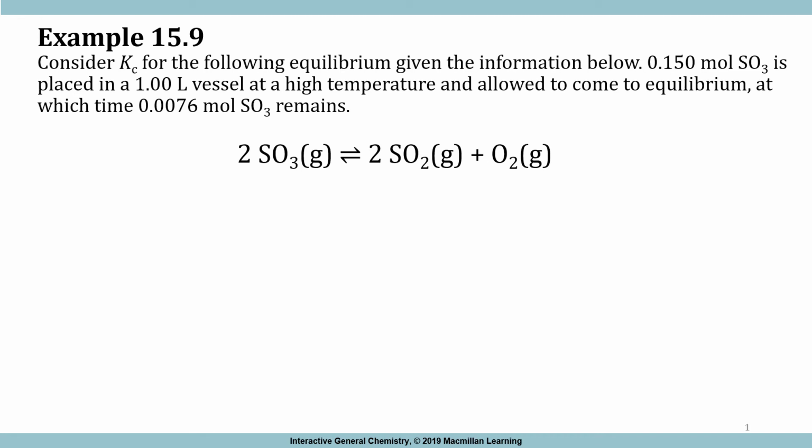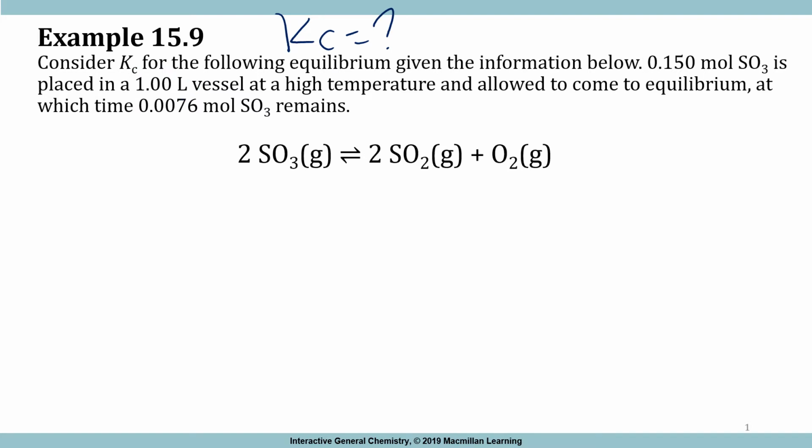Example 15.9 says consider Kc for the following equilibrium. What that just means is, what is the Kc value? And they give us the initial moles of SO3, our reactant, in 1 liter. Usually they give you a different volume because they want you to calculate the initial concentrations, but luckily they gave us 1 liter. So 0.15 divided by 1 is just 0.15, so we don't actually have to do any further math.